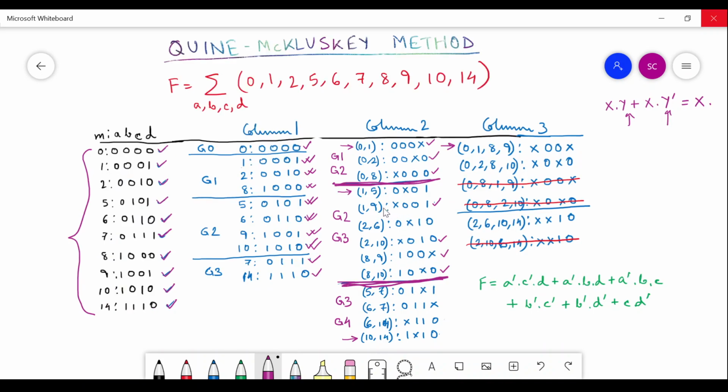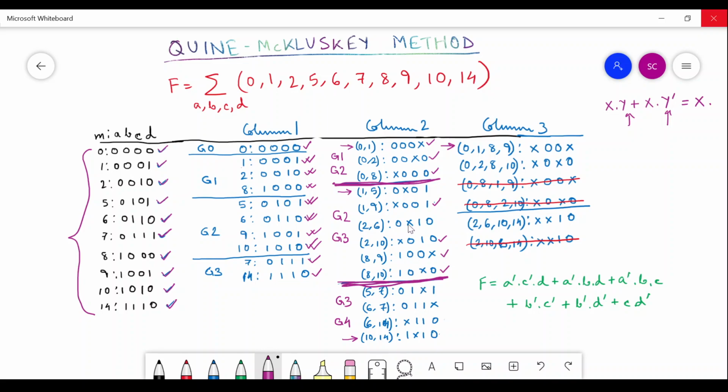Then you look at 1 9. In 1 9, x is here in the first position. In 6 14 you have an x in the first position. Can you combine 1 9 and 6 14? Again the answer is no, because among the rest of the bits more than one bit has changed, so you are not combining them.